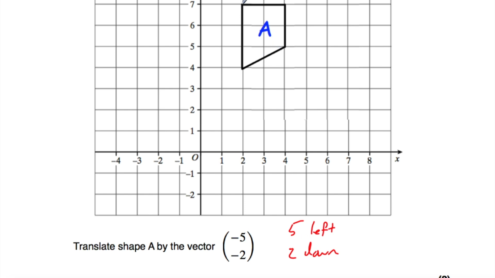So let's start off with this point. 5 squares to the left. 1, 2, 3, 4, 5. And then 2 down. 1, 2. So it's going to move to there. This point here, 5 squares to the left. 1, 2, 3, 4, 5. And 2 squares down. 1, 2. So we've moved 2 of them.